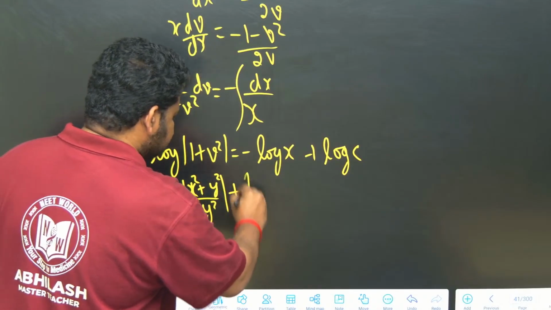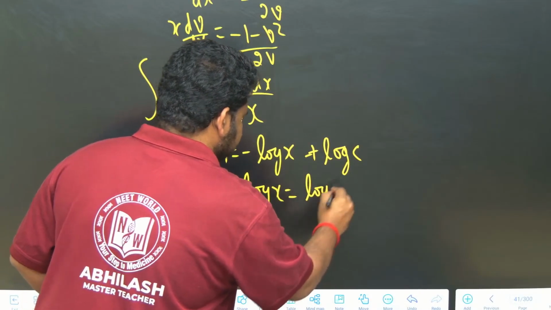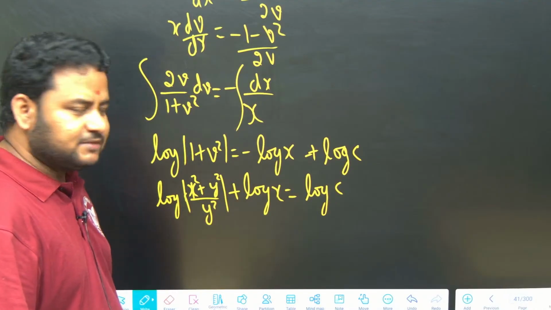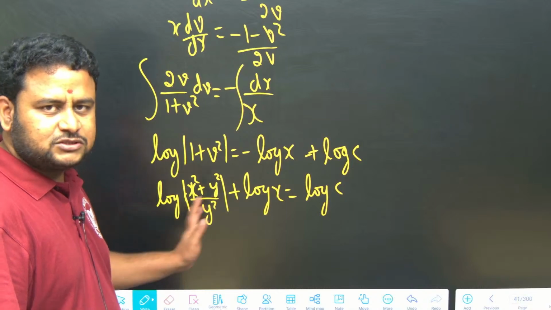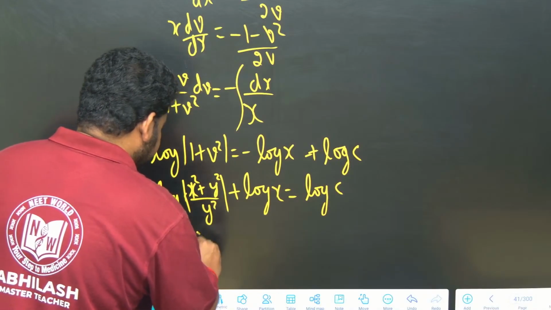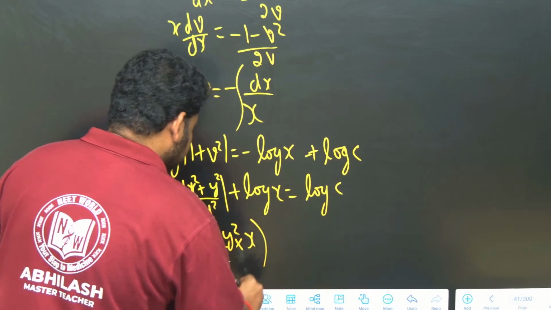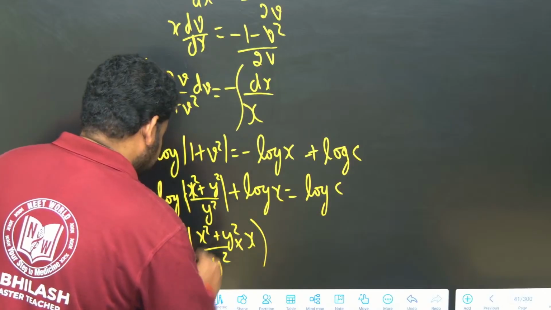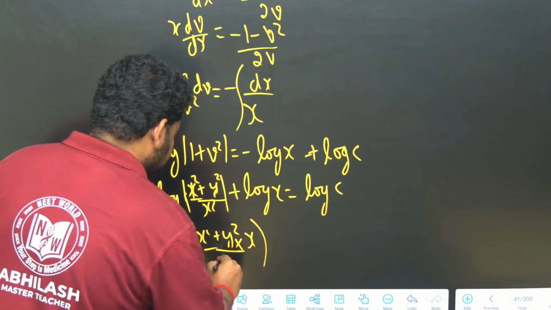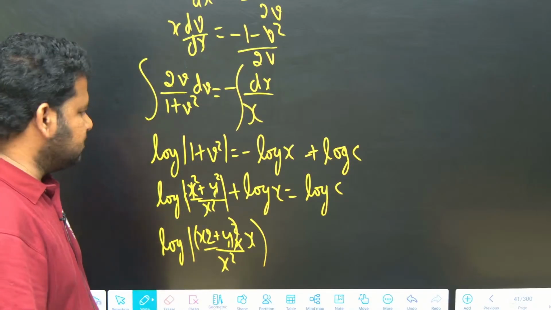If I bring it to this side, this will become plus log x is equal to plus log c. I have to write just log c. Now log a plus log b is nothing but log of ab. So this becomes log of (x square plus y square) by x square into x, that is equal to log c.